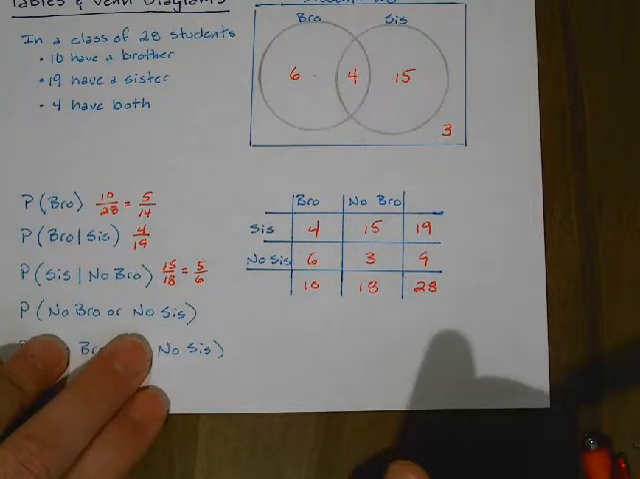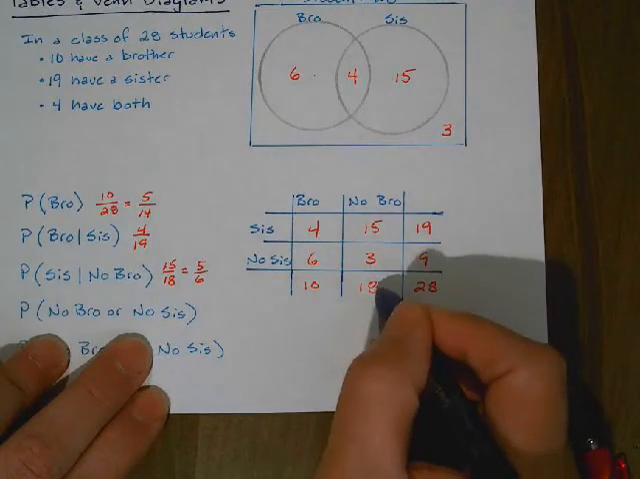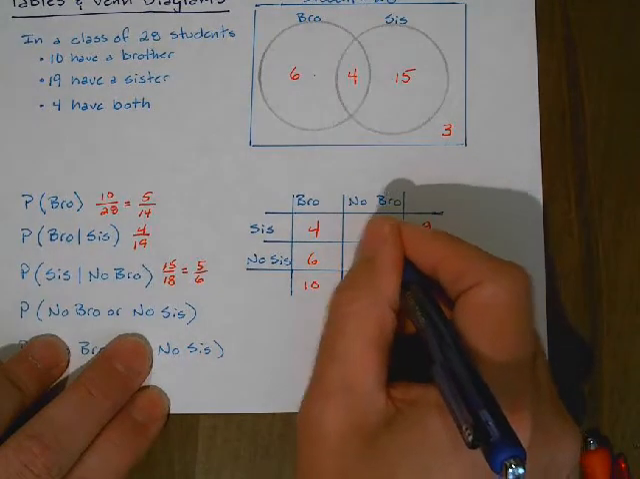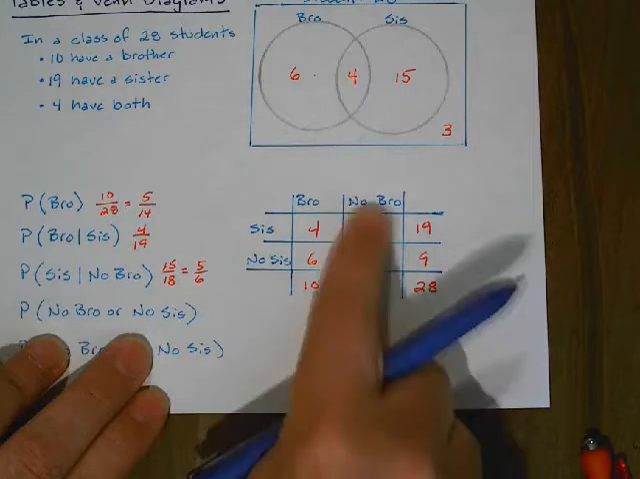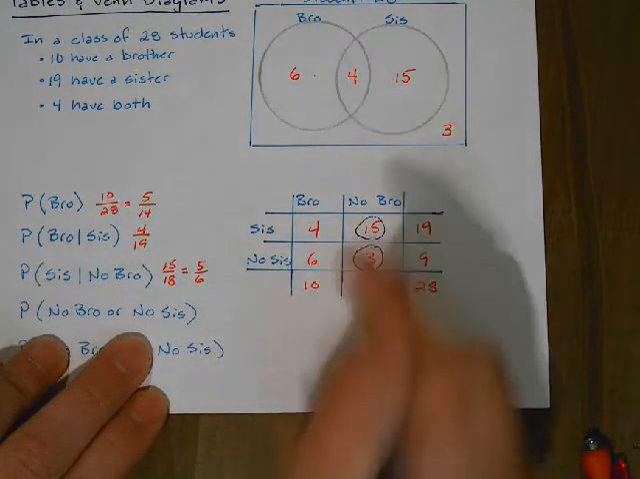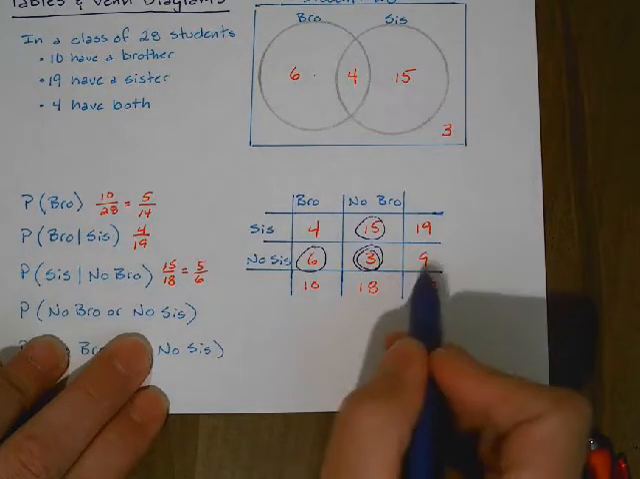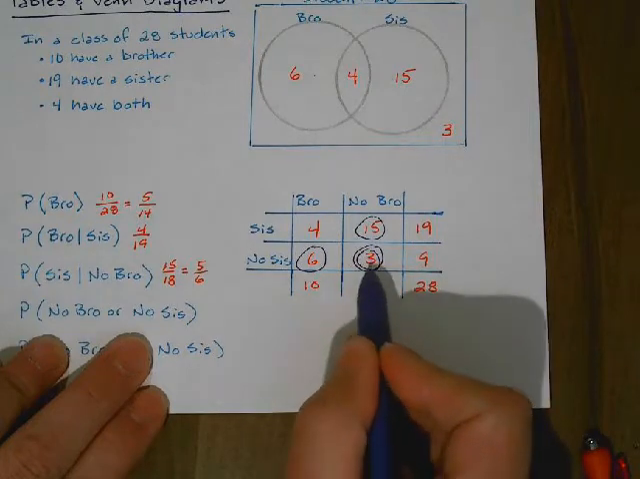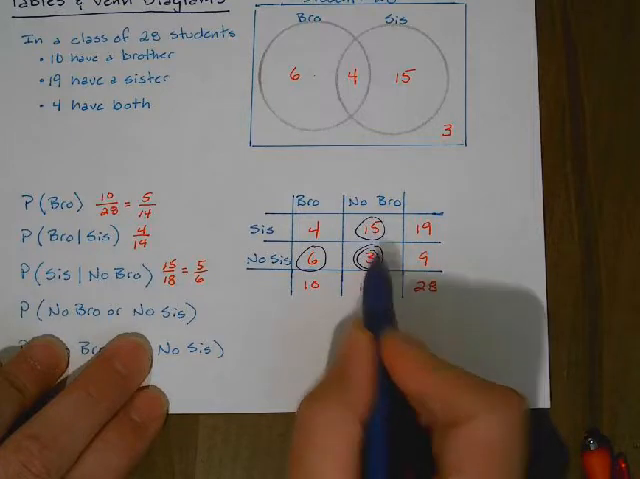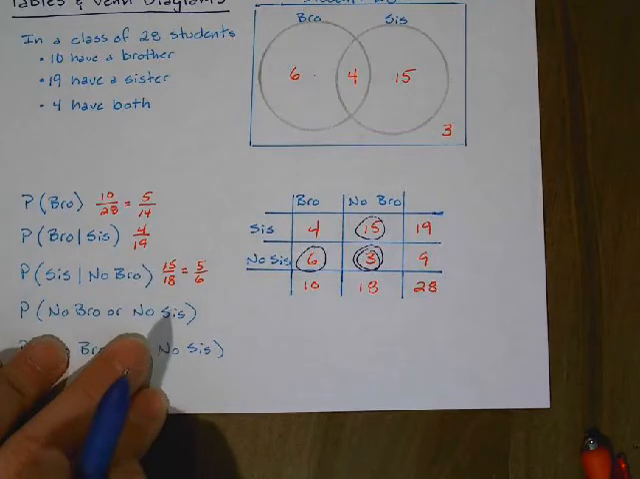Let's start with no brothers. Okay, so no brothers would be a total of 18. That total is these 2 numbers. So no brothers, there's 18 of them. Now let's count all the ones who have no sisters. No sisters would be this one and this one. Okay, I can't just add up 9 and 18 because I would double count these 3 people. So I'm just going to add up the numbers of 15, 3, and 6. Those would be all of them that have no brother or no sister.